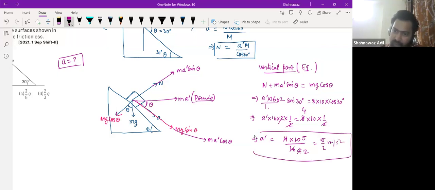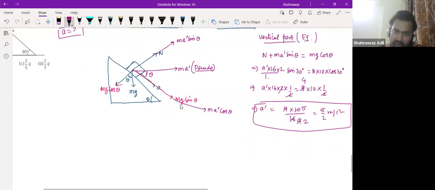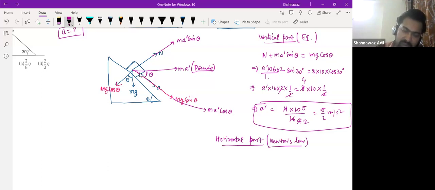This is A prime. But we want to calculate this A, right? So we know what this A would be. In the horizontal part, we have to apply Newton's law. For this wedge, this block, we have to apply Newton's second law. So summation of F is MA, and we know what the forces are.